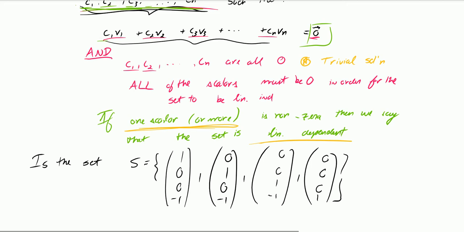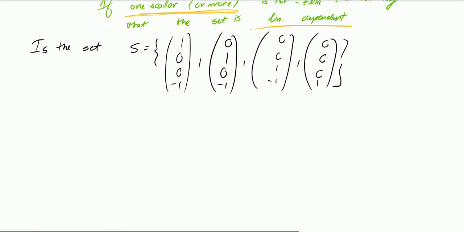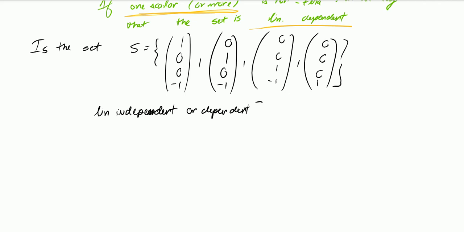So I'm going to do an example to check if the set S, which is composed of 4 vectors, is linearly independent or dependent. In this kind of situation, it's actually a lot like a spanning set or linear combination question. It's just that my result needs to be equal to the 0 vector.